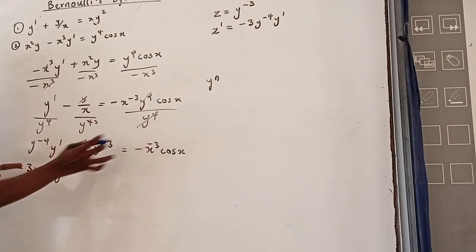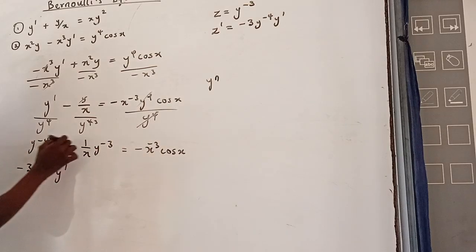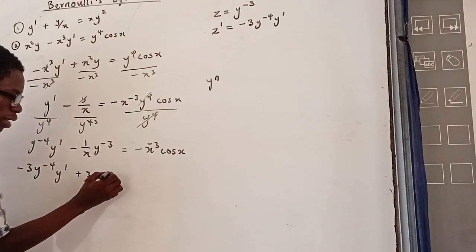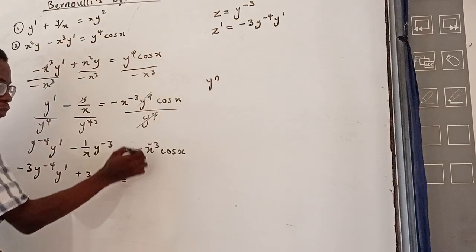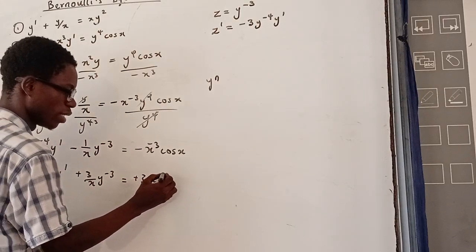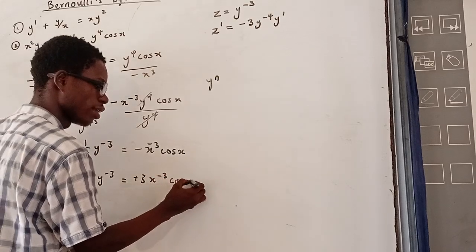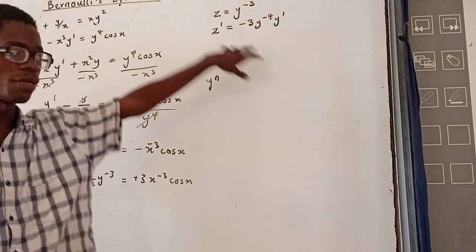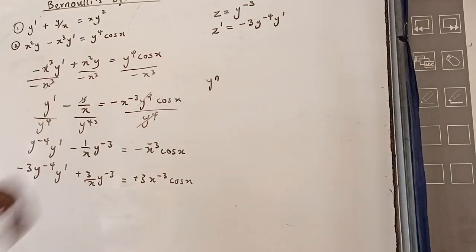And multiplying this equation through by minus 3. Minus times minus gives us plus 3 over x y minus 3 equals to, right? Minus is turning this to plus 2. Plus 3x minus 3 cos x. So this is now looking like exactly our z prime. And this one is looking like our z.